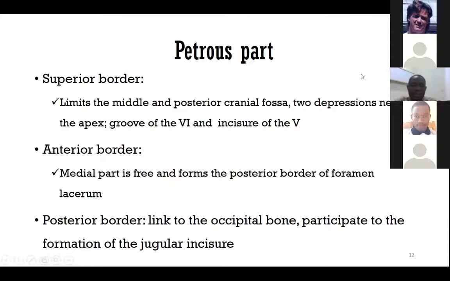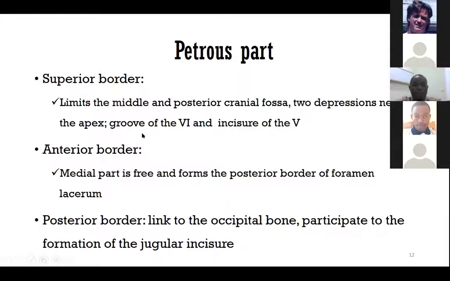Let us talk now about the superior border of the petrous bone. The superior border limits the middle and posterior cranial fossa. There is a depression near the apex, the groove of the fifth and incisure of the fifth, the groove of the sixth and incisure of the fifth.